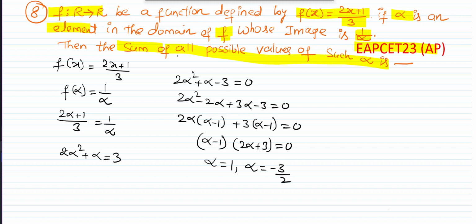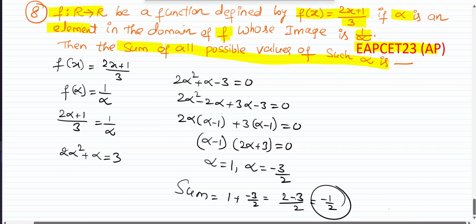So then find the sum of all possible values of alpha. Sum is equal to 1 plus minus 3 by 2, that is equal to 2 minus 3 by 2, that is equal to minus 1 by 2. That is the required answer.